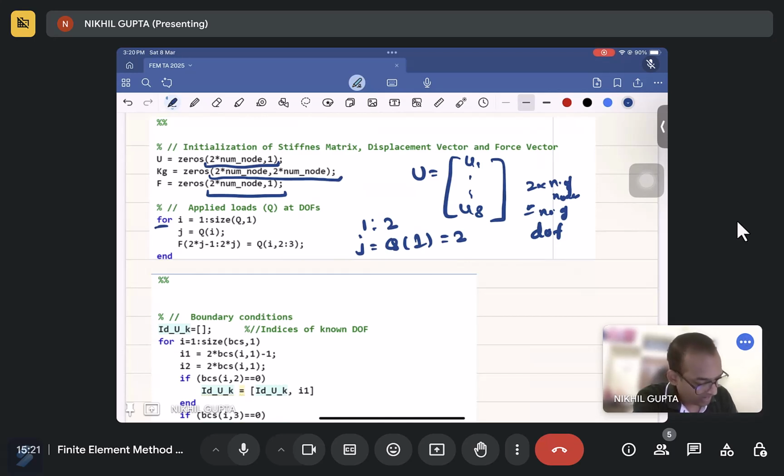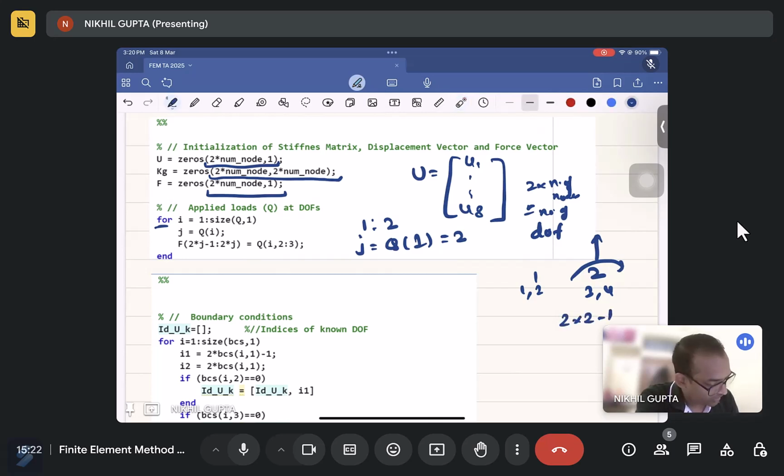And at the node where it is acting, let's say the second node, one is this degree of freedom, second is this degree of freedom. So for 1 2 and 3 4, if the node is 2, the degrees of freedom are 3 and 4. It can be written as 2 into 2 minus 1 and 2 into 2, which is 3 and 4.